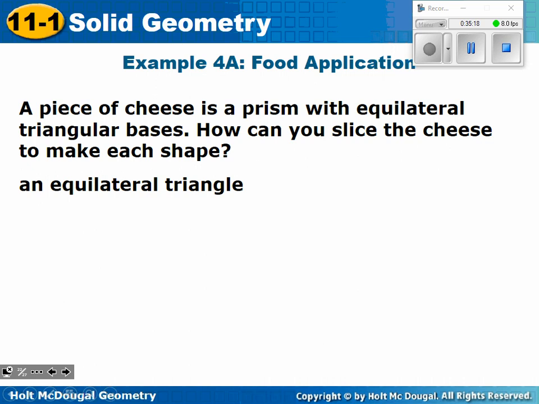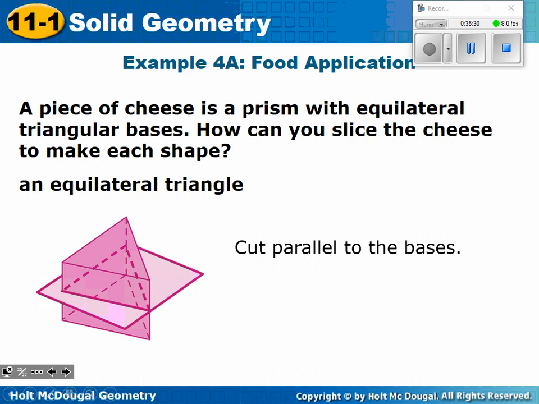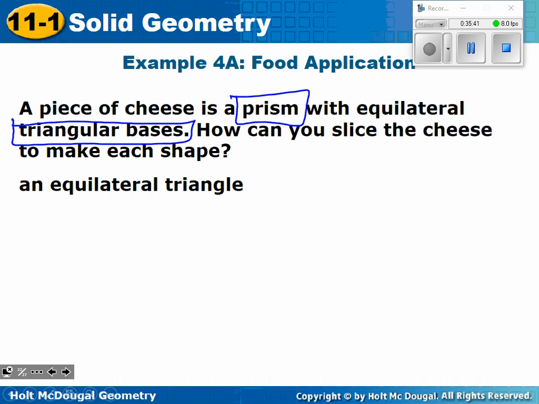A piece of cheese is a prism with an equilateral triangular basis. How can you slice the cheese to make each shape? All right, so they do give you a picture, but it may be that you don't have a picture on your homework, so you need to think about it without your picture. You have a triangular based prism, and it says, how should you cut this so that you're making an equilateral triangle? So you may have to draw yourself a picture, and this is going to take some practice.